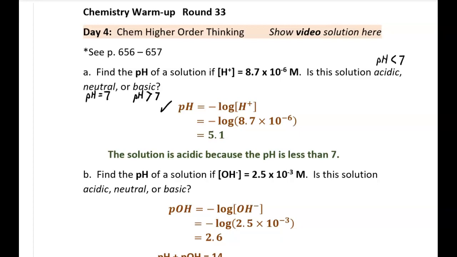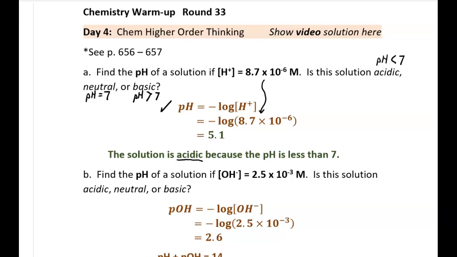Here is the formula for pH. pH is equal to the negative log of the hydrogen ion concentration. And we were given that value. So just substitute that in there. Take a calculator and push negative log, type that number in, and push enter. And it will say 5.1. Because that number is less than 7, the solution is acidic.